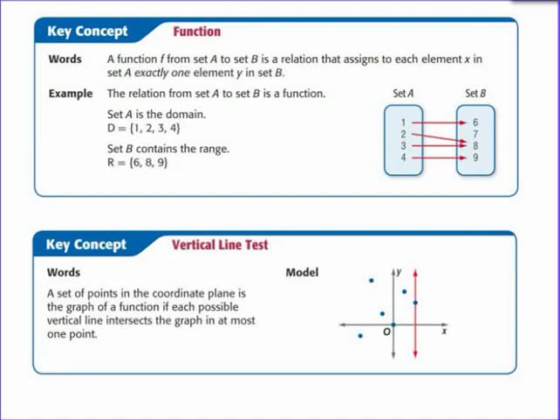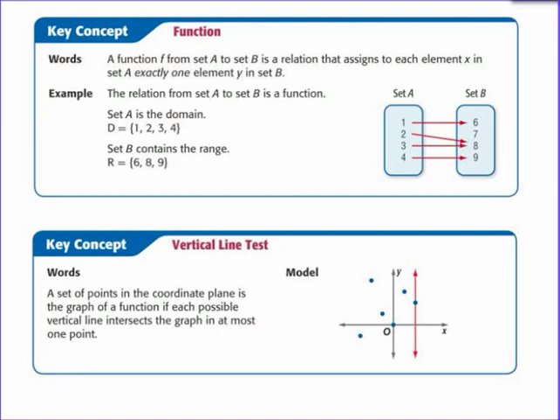So now, if you look at this, it says a function f from set A to set B is a relation that assigns to each element in set A exactly one element y in set B. So basically what that's saying is here you've got your set A. You've got your numbers 1, 2, 3, and 4. If it is a function, there will be exactly one y value for the number 1. There will be exactly one y value for the number 2. There will be exactly one y value for the number 3 and exactly one y value for the number 4. That is what a function is.